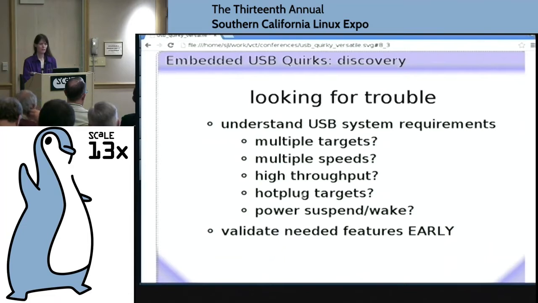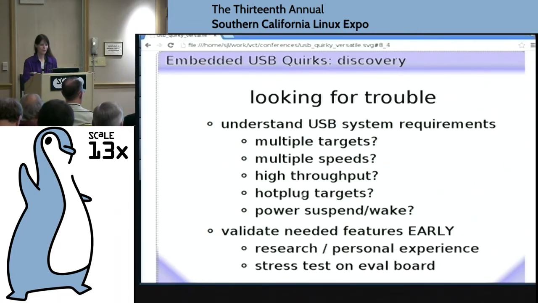So, the big lesson from the field is that you want to validate your needed features early. And the validation can be a combination of researching to see what other people have done with your USB host. Like, say you're on a common platform. Say you're on a BeagleBone. Say you're on a Minnowboard. Say you're on a Raspberry Pi. It's pretty well documented what does and does not work on those common platforms.